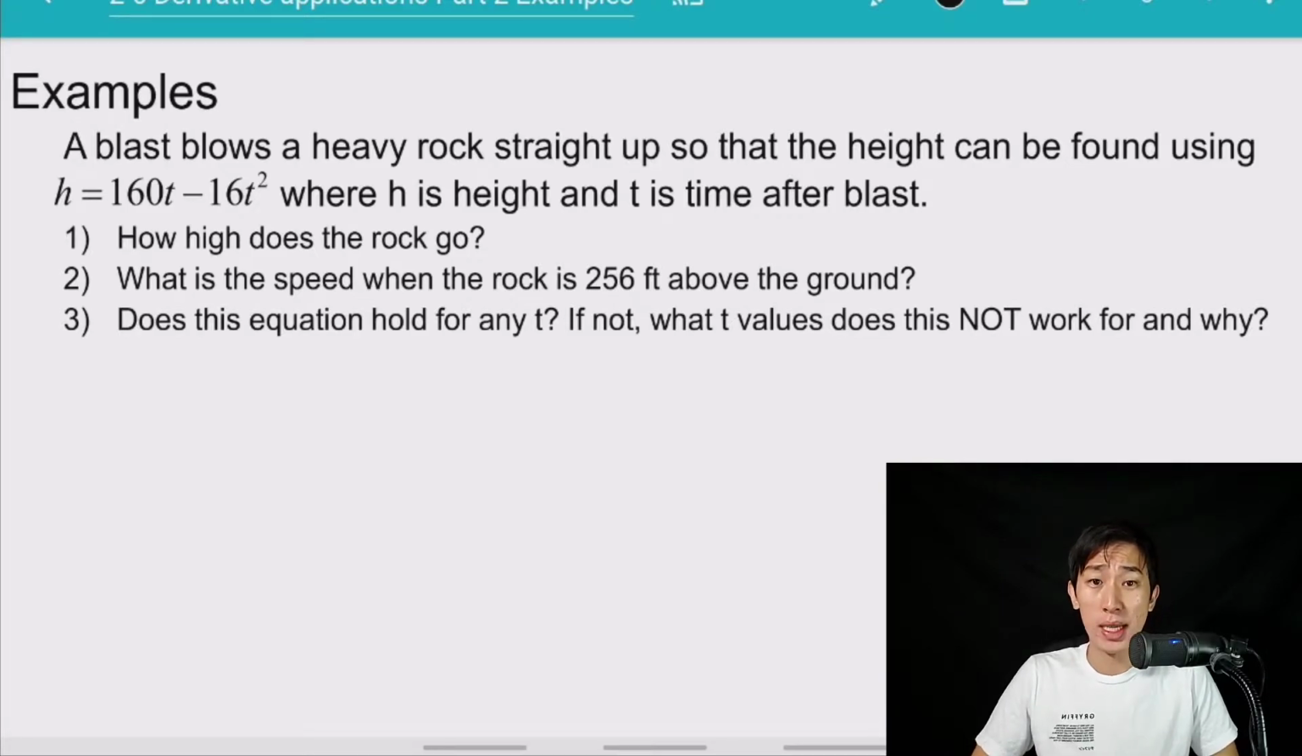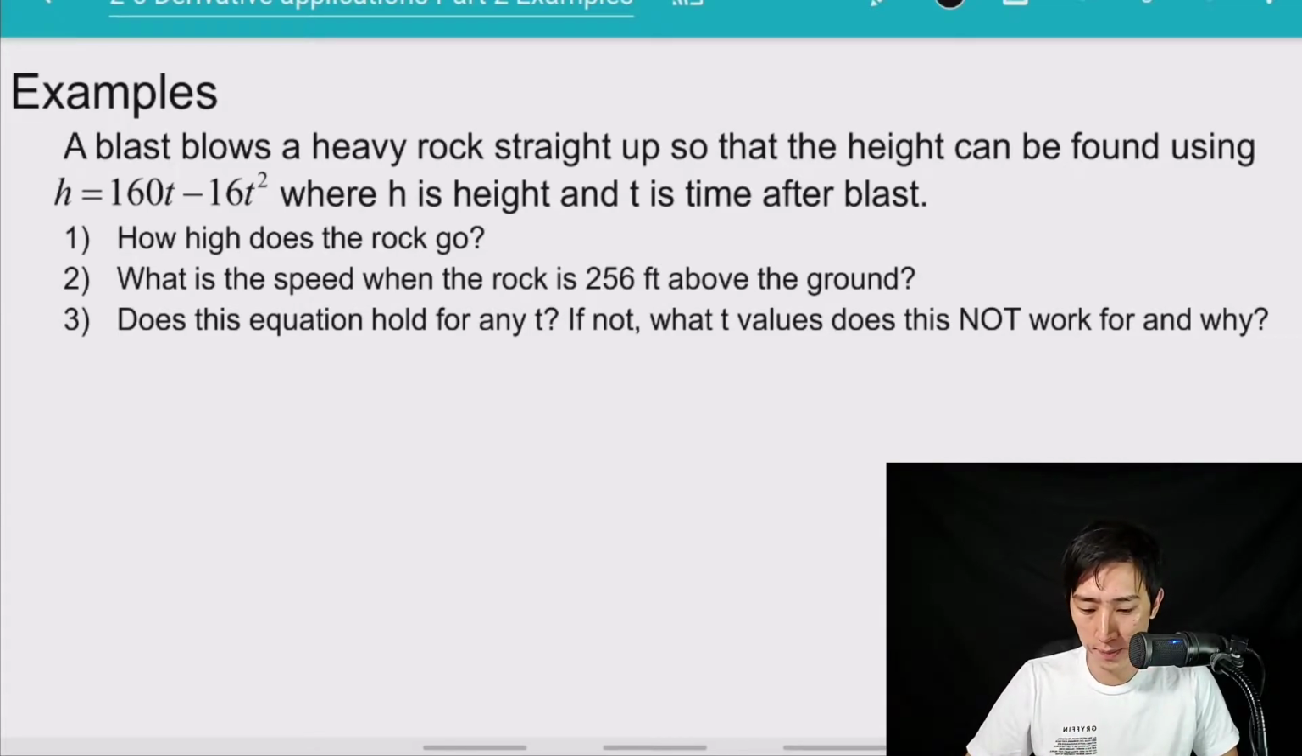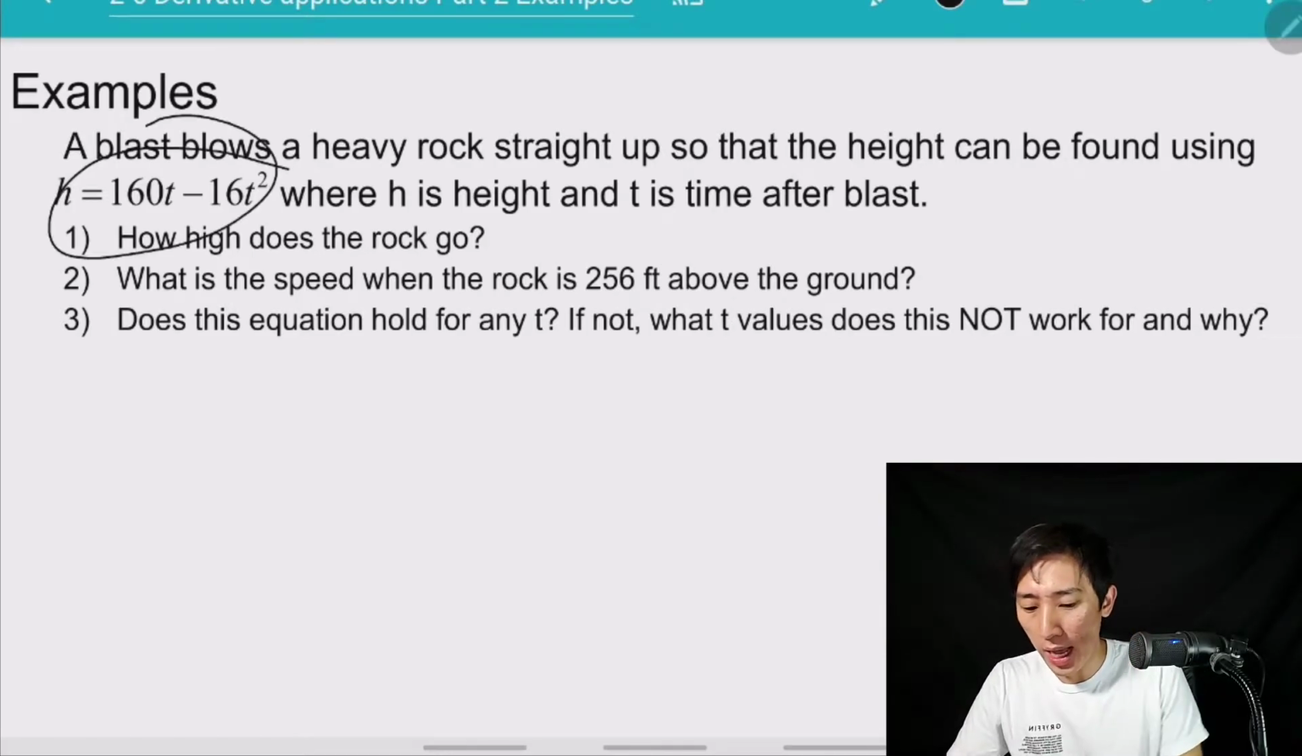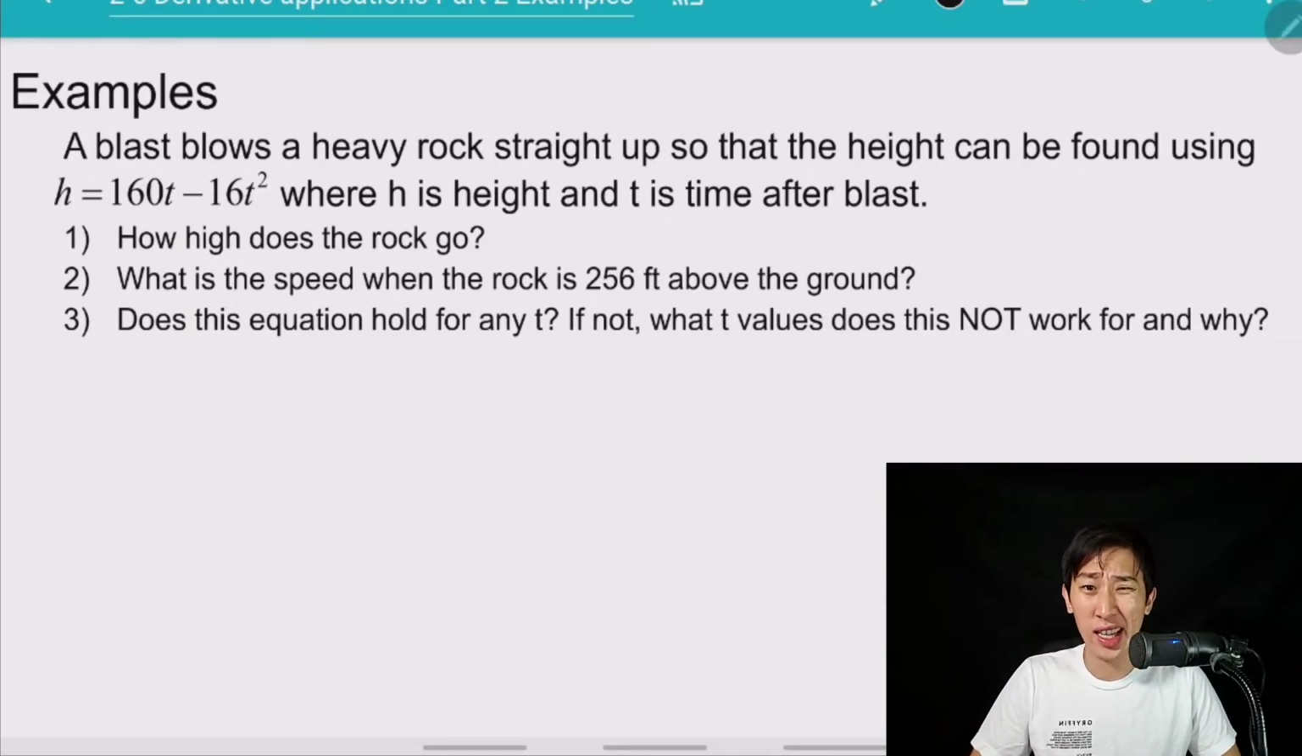So again, basically we're seeing, do you know the context of your derivative, your second derivative, as well as do you understand the context for what the problem should be saying? So first thing, it's asking how high does the rock go? So this is my position. And if you're really slick, you'll notice that it's a parabola. So if you had to guess what the highest position is, you're going to figure it's at the vertex.